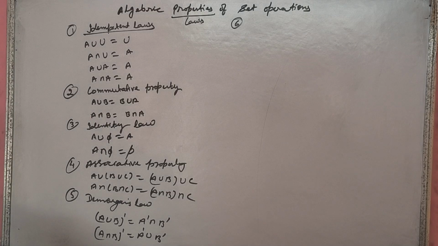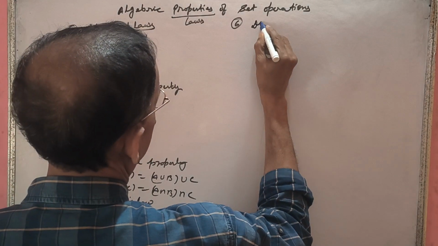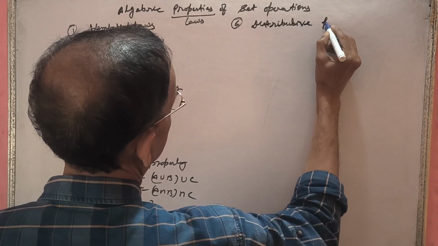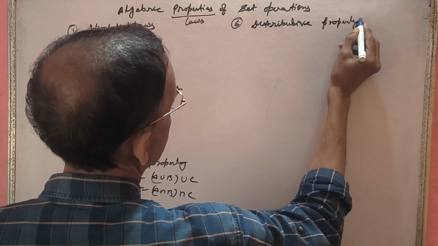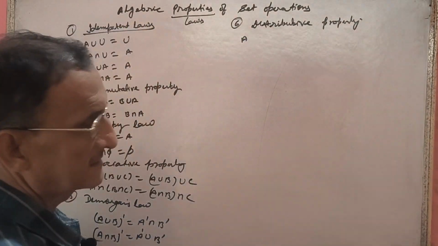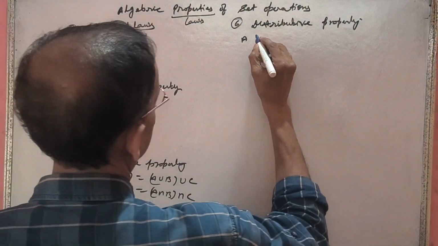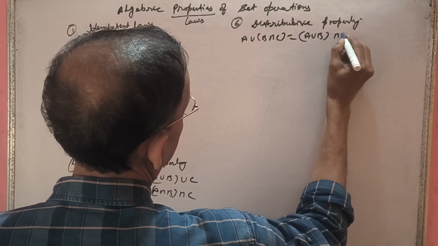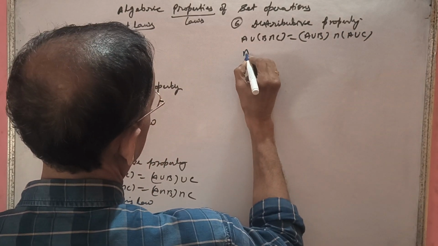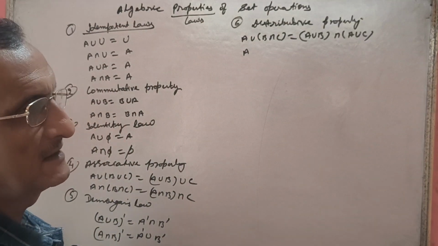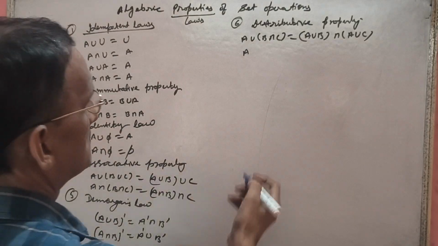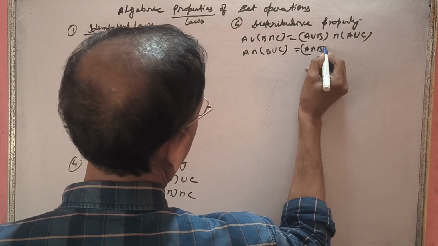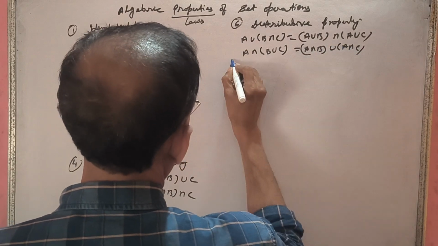Then of course you have distributive law, or distributive property, anything you can say. See, just like A into B plus C. So A union B intersection C equals A union B intersection A union C. The other one also, like 3 into 5 minus 2: A intersection B union C equals A intersection B union A intersection C.